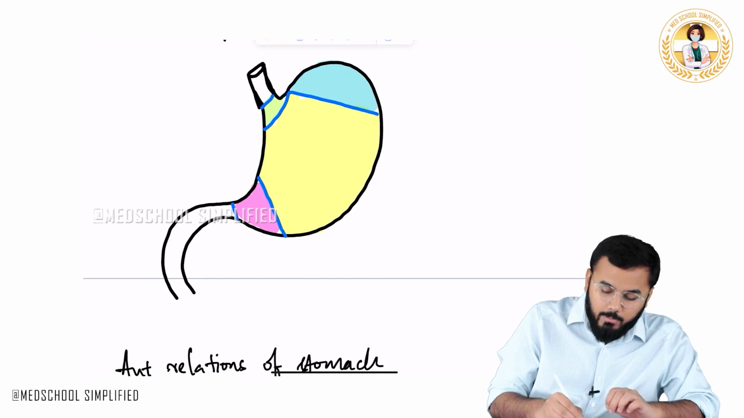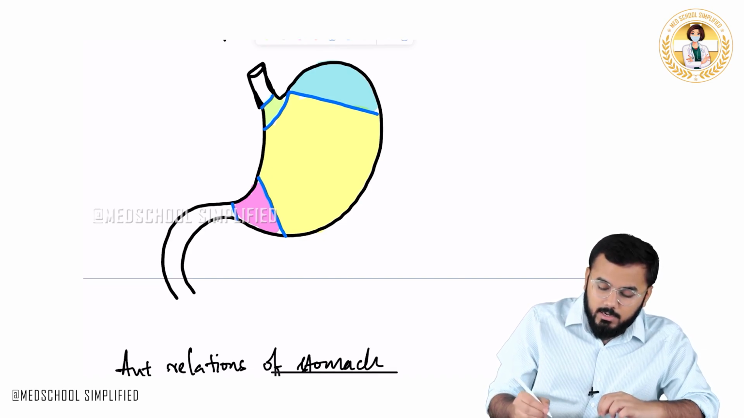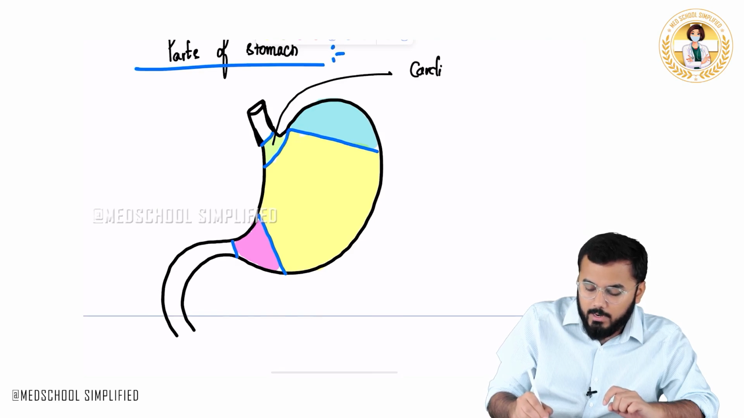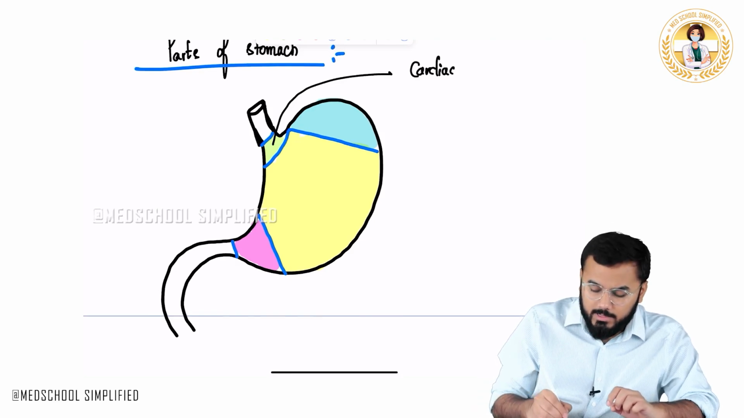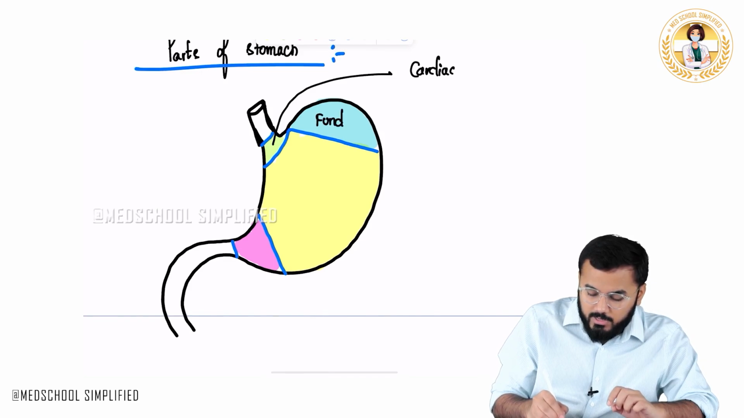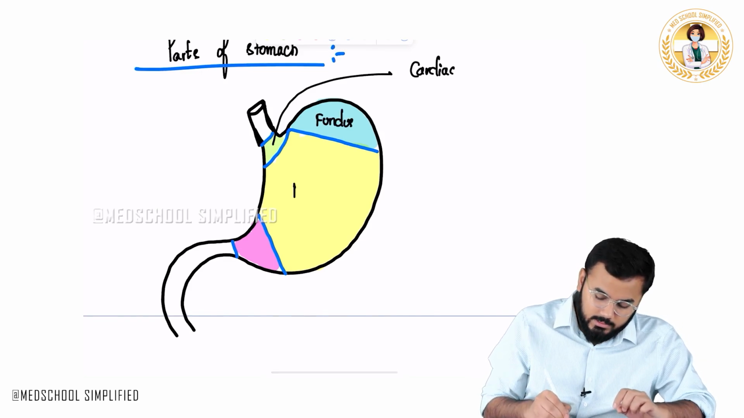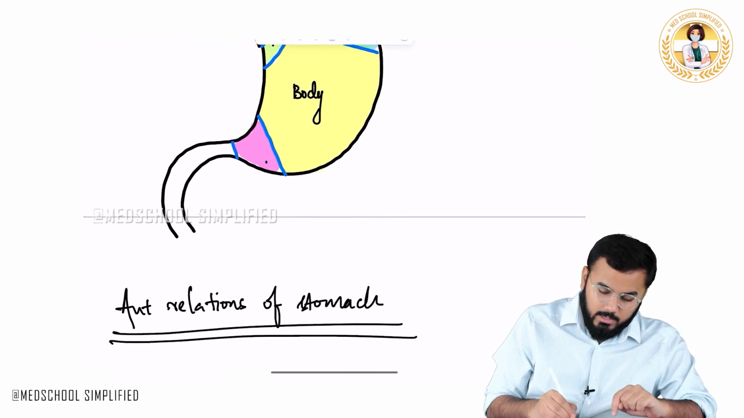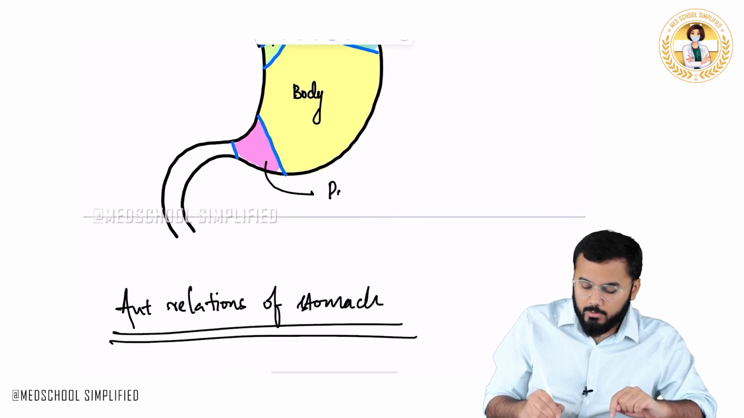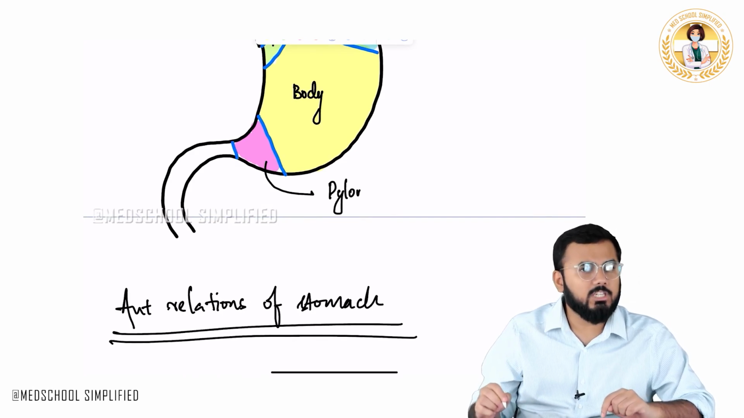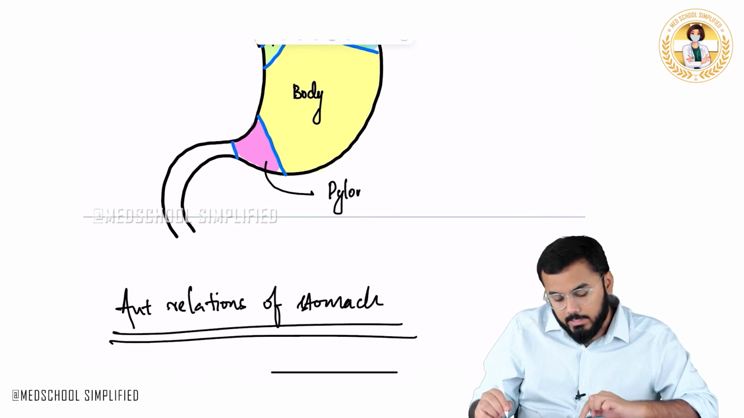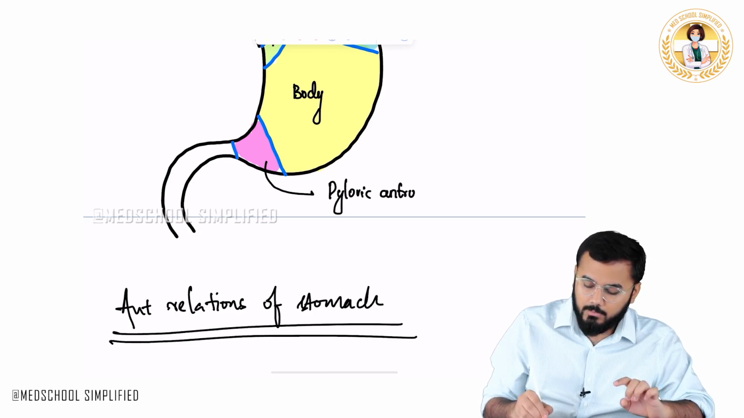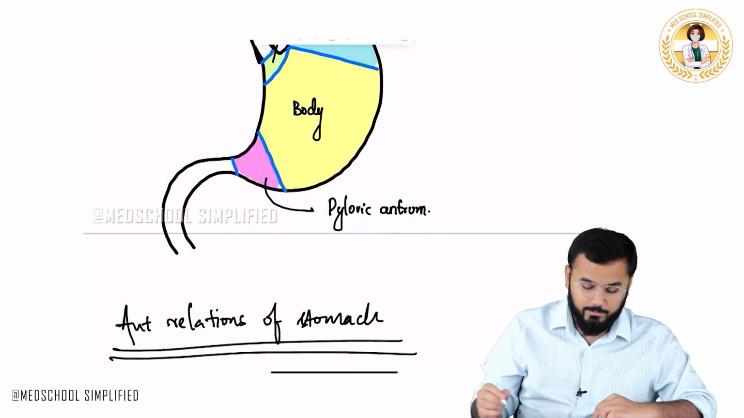So how many different parts of the stomach have we got, guys? See, this part is called the cardiac part of the stomach. This part over here is called the fundus of the stomach, and this is called the body of the stomach, and this part over here is called the pyloric part. The pyloric part is actually divided into two parts. This pink color which I have drawn is called the pyloric antrum.